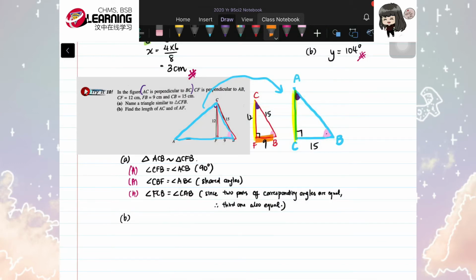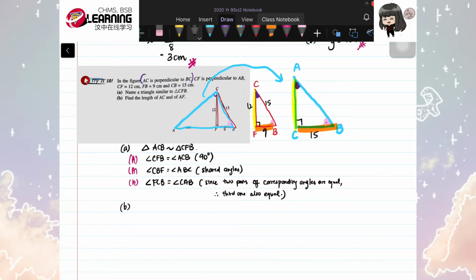okay, I'll use orange, FB and CB, because we are given 9 and 15, so we use that. So the side given, 9 over 15 equals 12 over AC. The orange one compared with the yellow one. Okay, 9 over 15 equals 12 over AC. So if you start off from 9 here, the red triangle, then you must start off from the 12 from the red triangle also. You cannot write 9 over 15 equals AC over 12, because it's already flipped. This one is supposed to be 12 on the top, AC at the bottom. So this one is wrong.